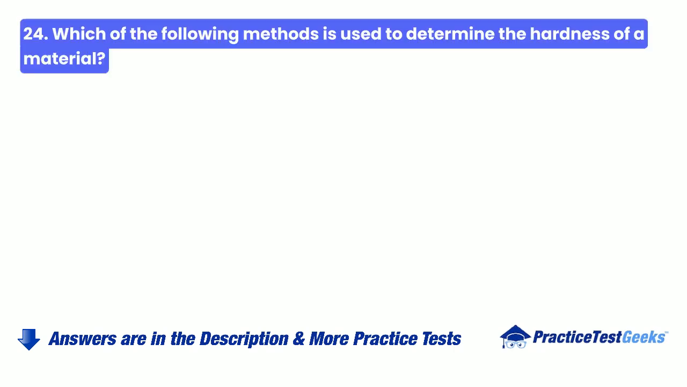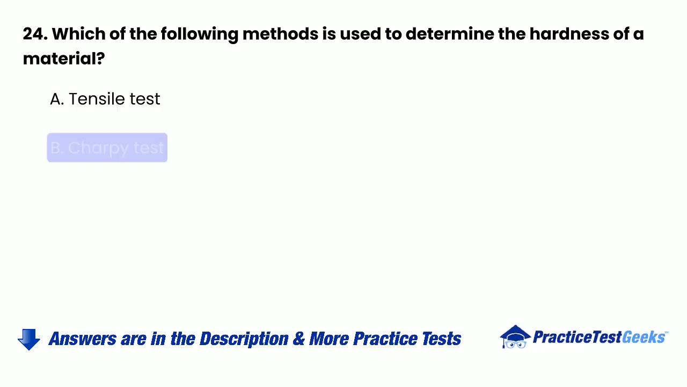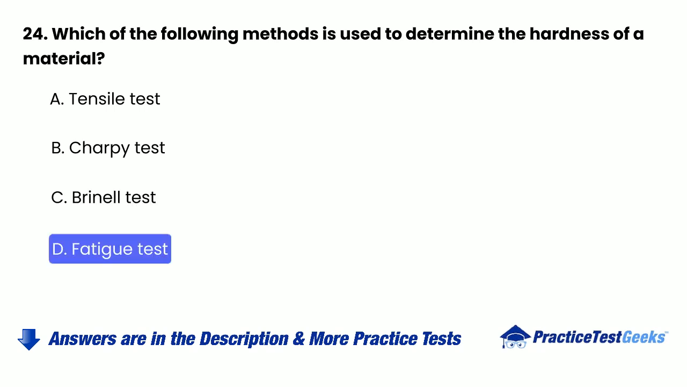(24) Which of the following methods is used to determine the hardness of a material? A. Tensile test. B. Charpy test. C. Brinell test. D. Fatigue test.